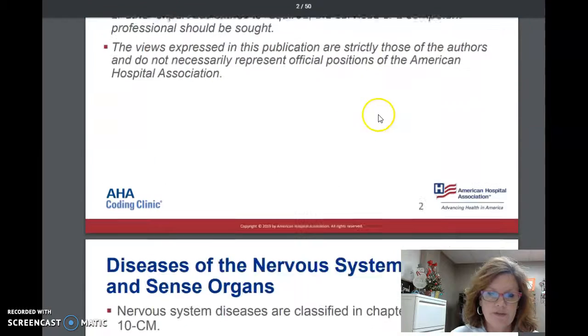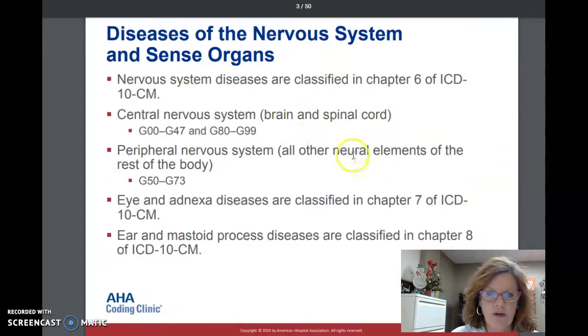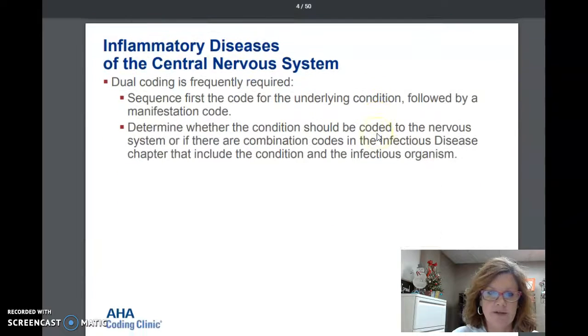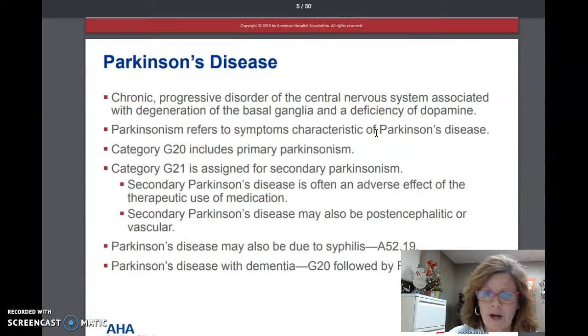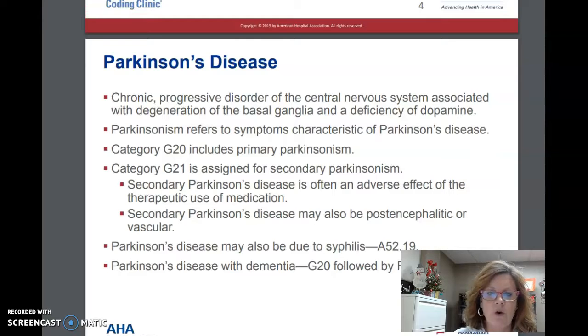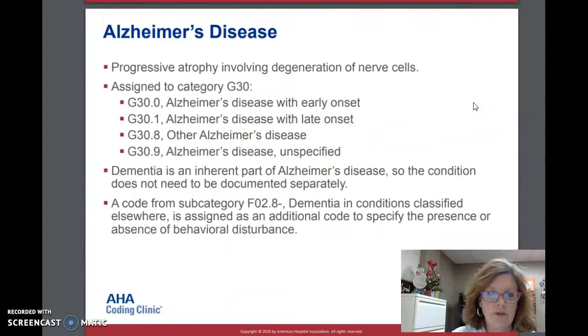So with the nervous system, chapter 17, we're looking at the brain and the spinal cord, the peripheral nervous system, the eye, and the ear. Okay, so a lot going on in this system. Is anything really hard to code? No, not really. There isn't any big coding rules, so keep that in mind. We are coding Parkinson's for primary, secondary, Parkinson's with dementia, so there you're going to have two codes, the G code and the F code. Alzheimer's is a big one here. We have early onset, late onset.